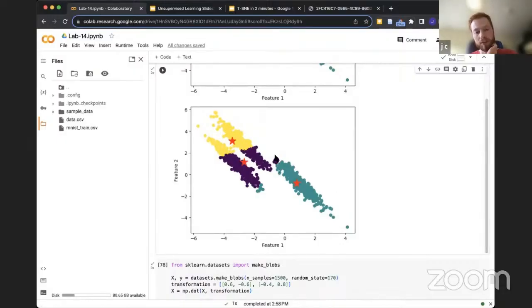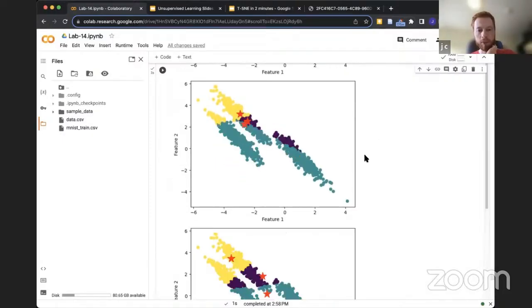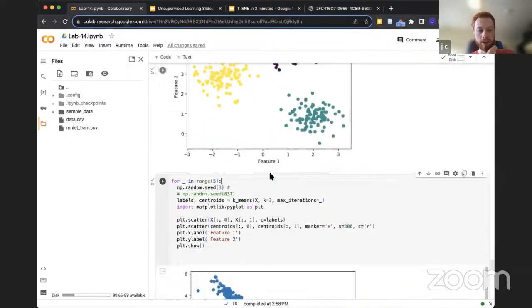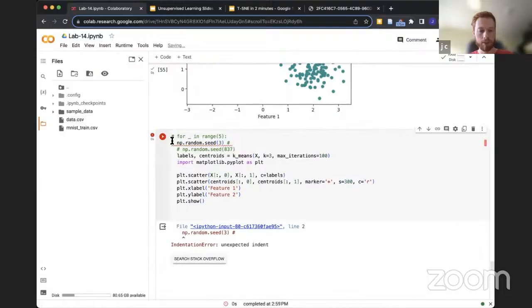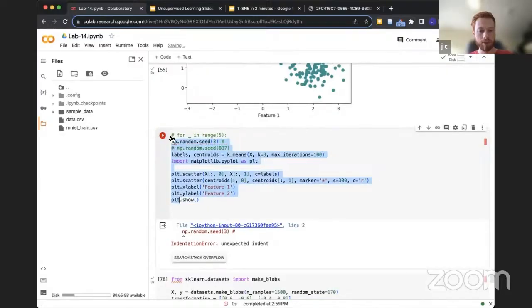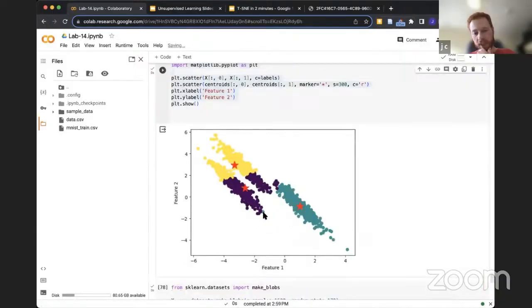Whereas this one is fairly okay, but still we have some points assigned to this cluster where they obviously belong to this one. You can run this for 2. So convergence, just to see the results. Yes, that's it. It gets a bit better if you run it a bit longer, but we still have the centroids split over the different clusters.